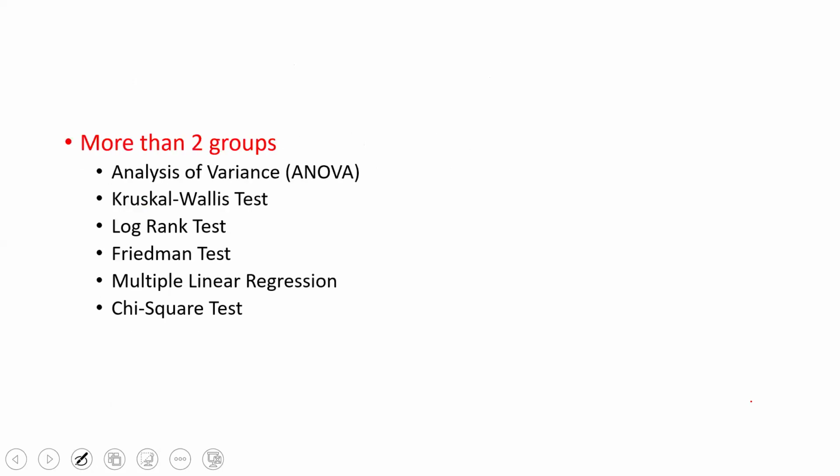When it is more than 2 groups, we are talking of 3 or more. That is where an analysis like ANOVA comes into place. Kruskal-Wallis, log rank test, Friedman test, multiple linear regression, chi-square test. So chi-square test can be used for 2 groups. It can be used for more than 2 groups. And interestingly, it can also be used for 1 group.